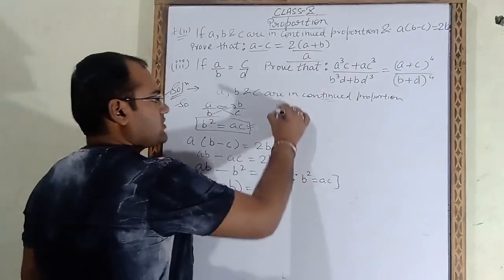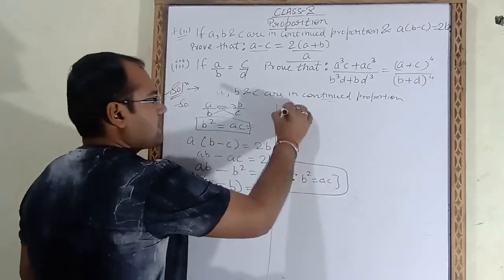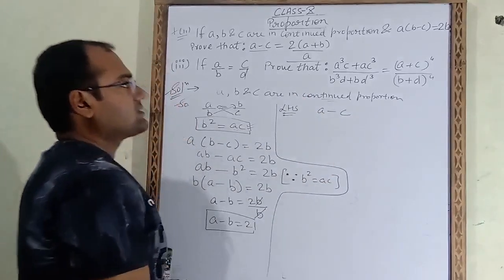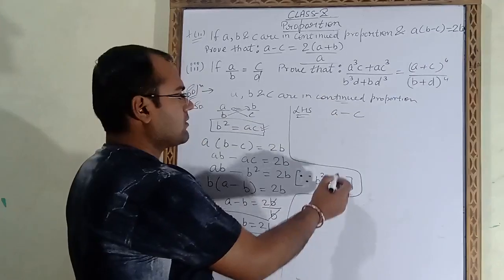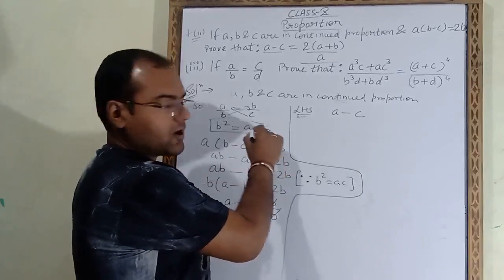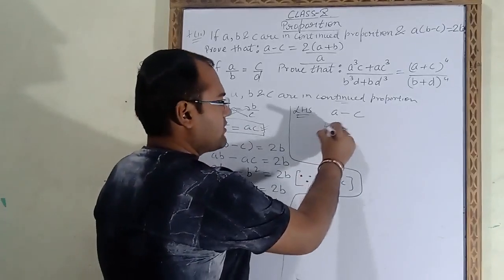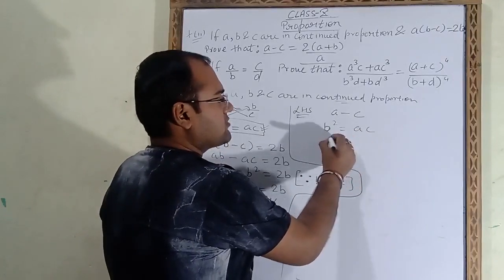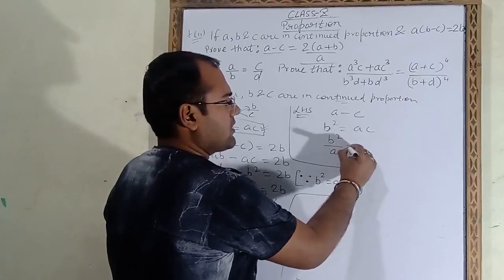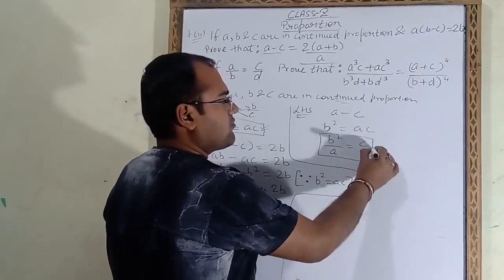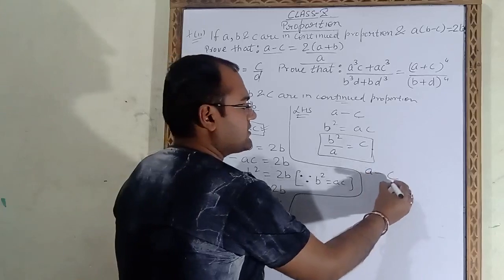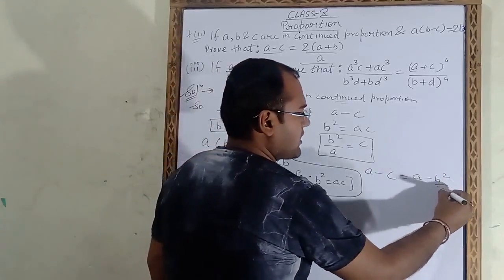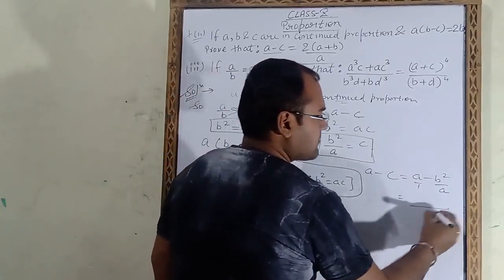So what do we have to do? First of all we will take left hand side. Left hand side. What is left hand side? A minus C. Now we will use this statement. B square is equal to AC. From here we will find the answer of C. So C answer will be B square upon A. So this value we have to put here. So A minus C will be A minus C means B square upon A. Now we will take LCM.